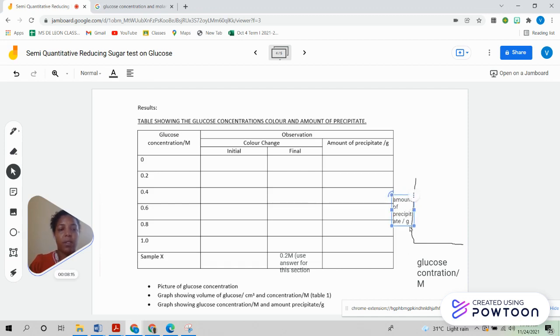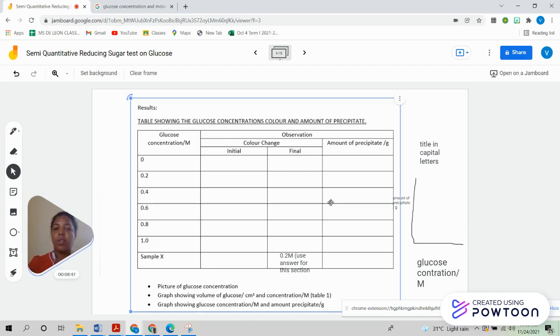So just make it fit properly, okay? See if I can get it to fit a little bit. Just a little more. Right. So then you're going to plot that. Don't forget to put your title in capital letters above your graph.